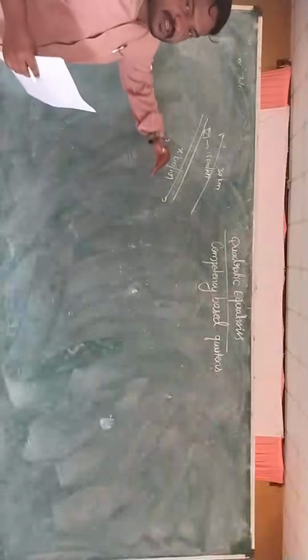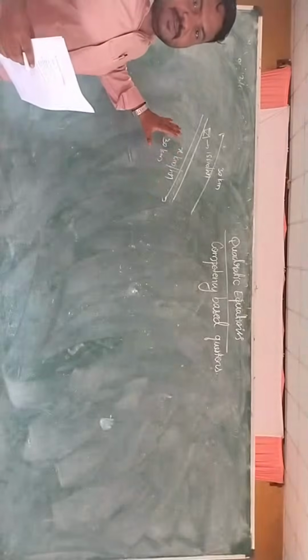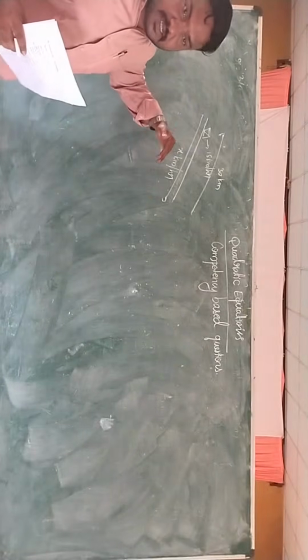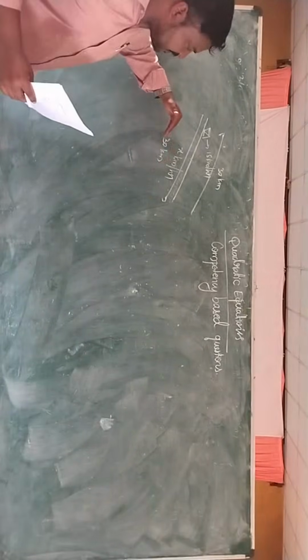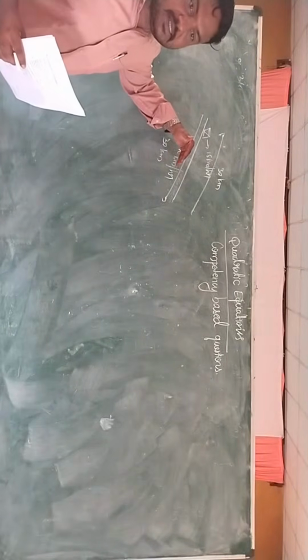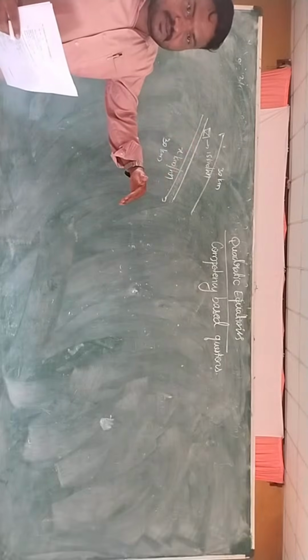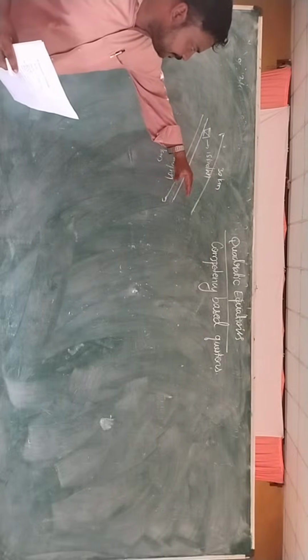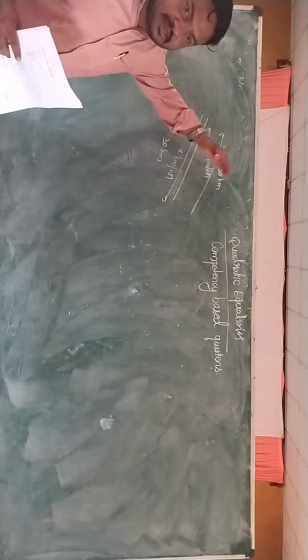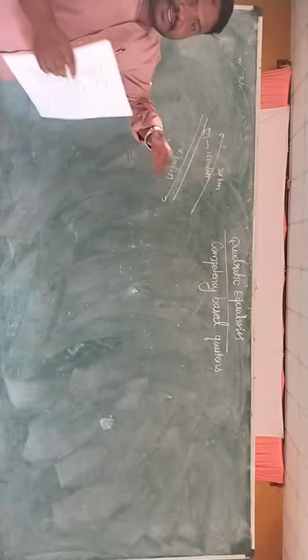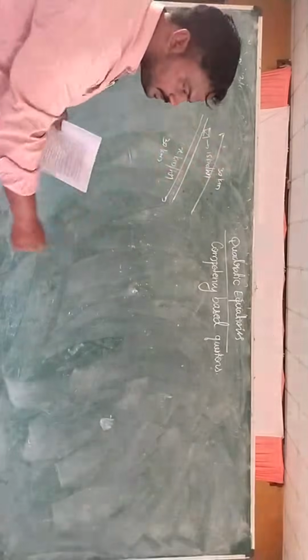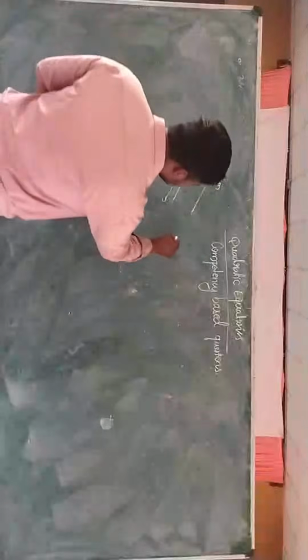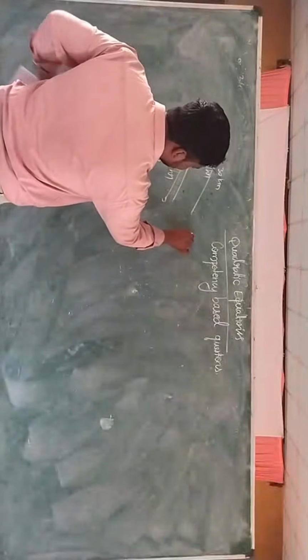Whether in downstream the speed will increase or in upstream the speed will increase? In downstream the speed will increase. Why? Because both the stream as well as the boat are in the same direction. But upstream, boat and stream are in opposite directions. So here we can write the solution. First question solution.